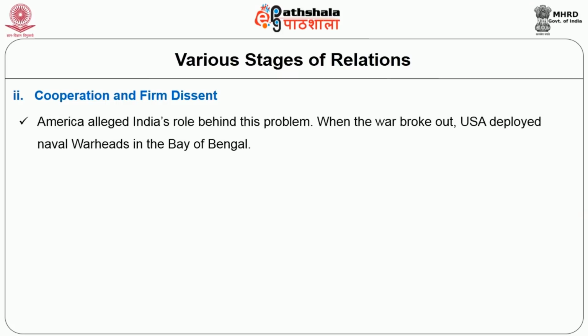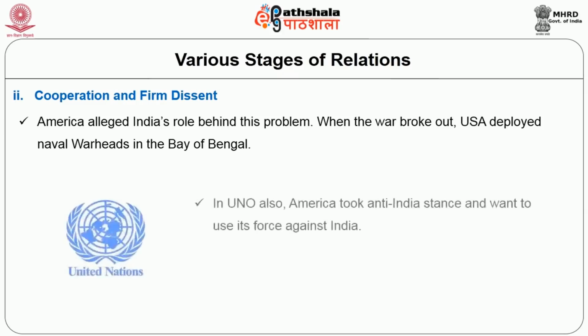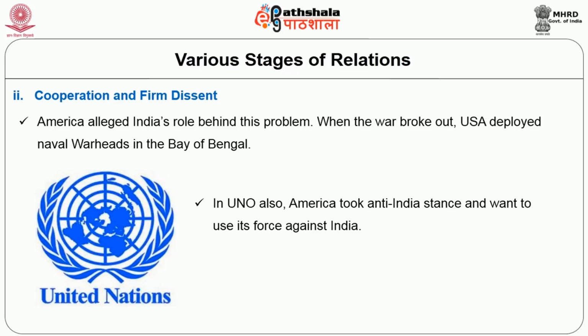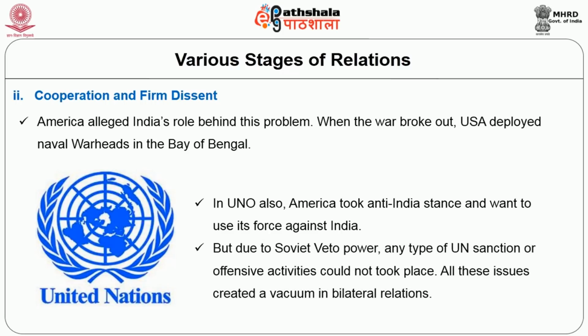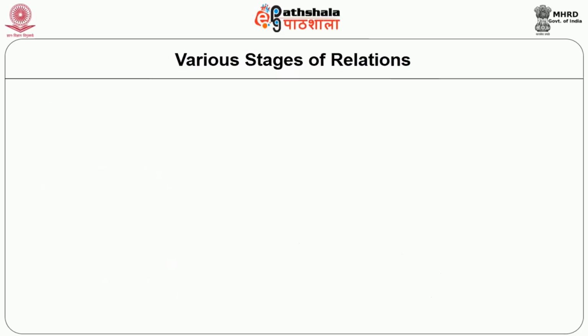When the war broke out, the USA deployed naval warships in the Bay of Bengal. In the UN also, America took an anti-India stance and wanted to use its force against India. But due to the Soviet veto power, any type of UN sanction or offensive activity could not take place. All these issues created a vacuum in bilateral relations.